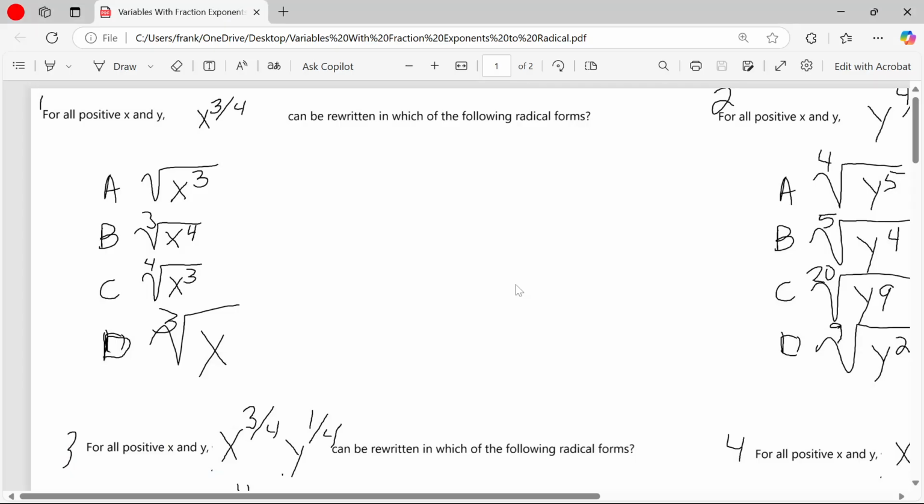These are questions that may appear on the ACT or SAT. The old SAT, or ACT rather, as of 2025, has 5 answer choices for math. Starting in April of 2025, only 4 choices. The digital SAT has 4 choices. These questions have 4 choices, but here's how to handle variables raised to fractional exponents, converting them into radical form.